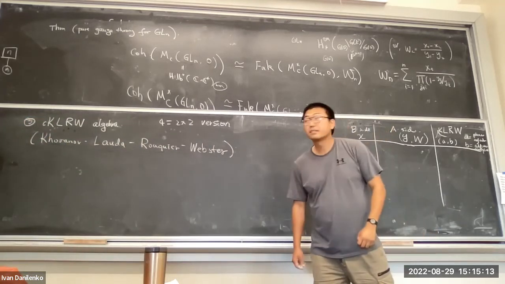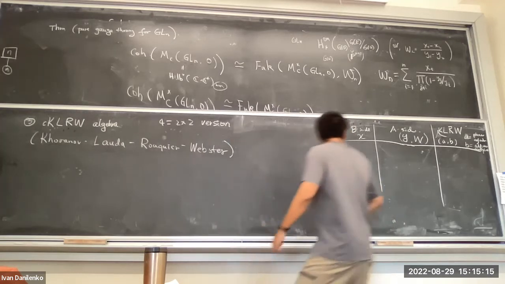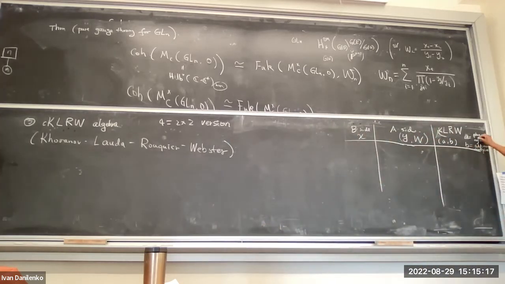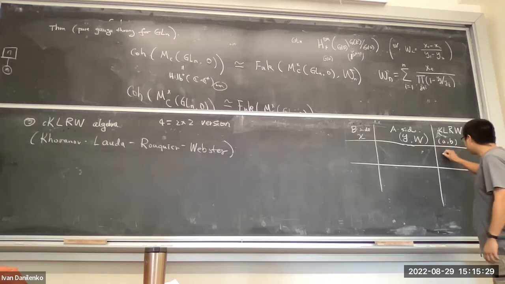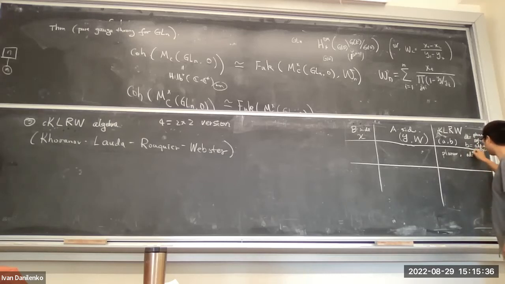What is that? We get cKLRW. C, yeah, I'm going to explain. C stands for cylindrical, and P is for planar. And then I'm going to go to the additive and the multiplicative. So the usual fit for planar, like planar and additive.